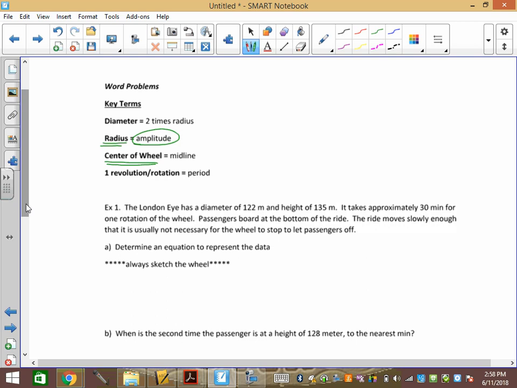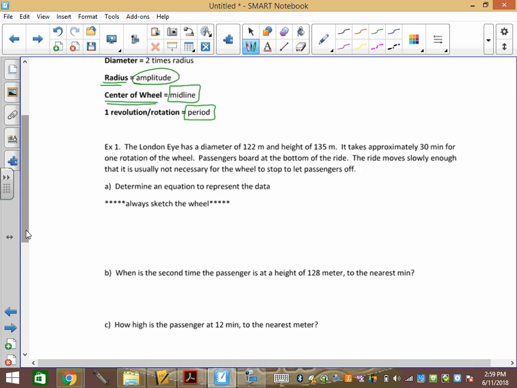Center of the wheel. If there's a wheel, the center of the wheel is the midline. It's the line that cuts the graph in half. It's the line that cuts the wheel in half, right? So your midline is the center of the graph. One revolution or rotation is the period of the graph. If you know those words, these questions are a heck of a lot easier. So I always sketch it. If you sketch it, life is easier, because it gets you the C's of all of the sine and cos graphs.